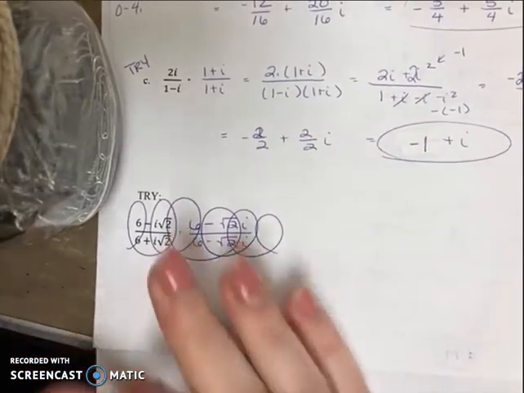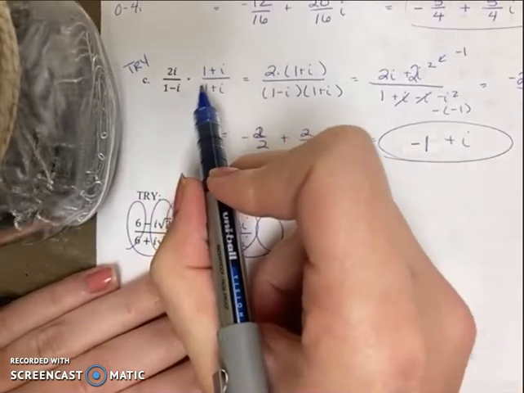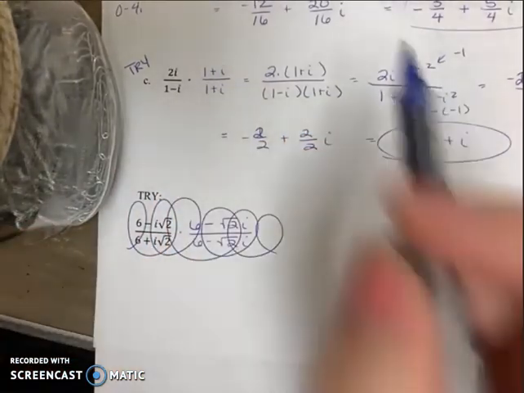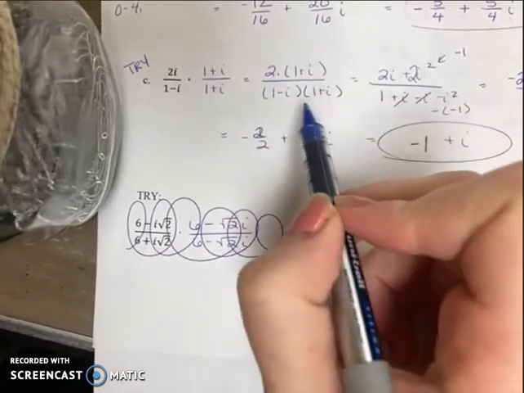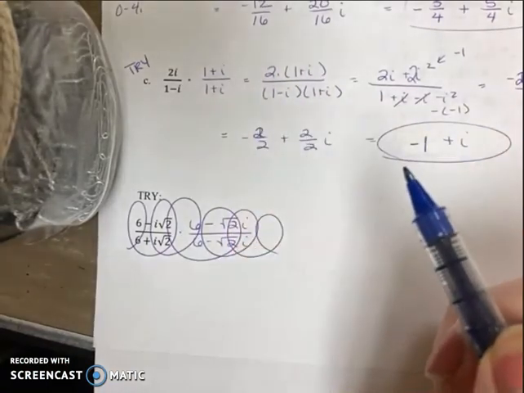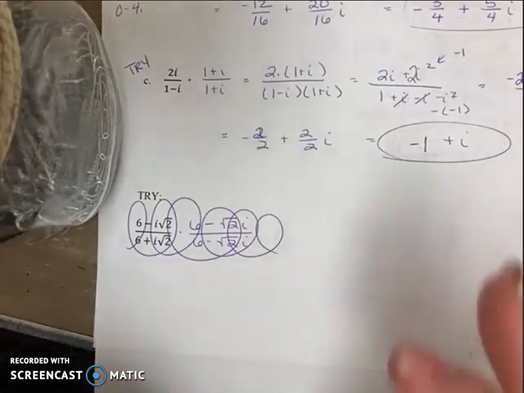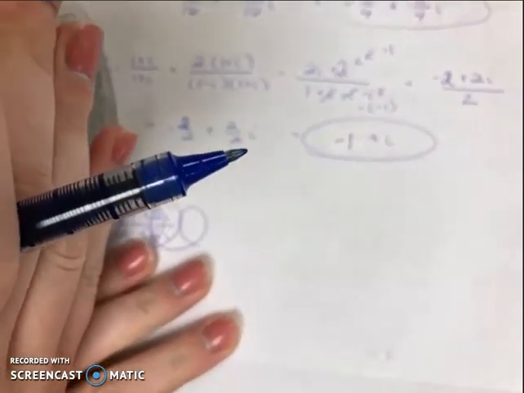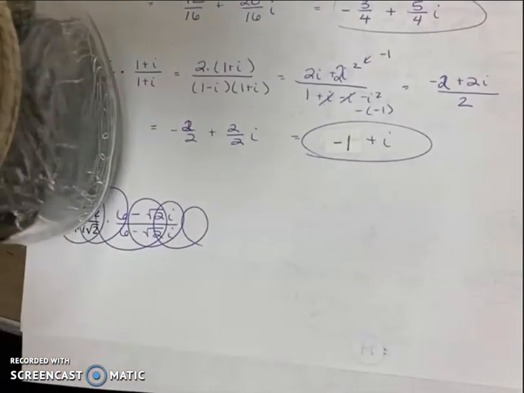Hopefully that went okay for you. The conjugate, remember you multiply the numerator and denominator, so the conjugate was 1 plus i. You would distribute in the numerator and FOIL in the denominator. I ended up getting, and I'm going to scooch it over just so you can see all my work, a negative 1 plus i as my final answer.